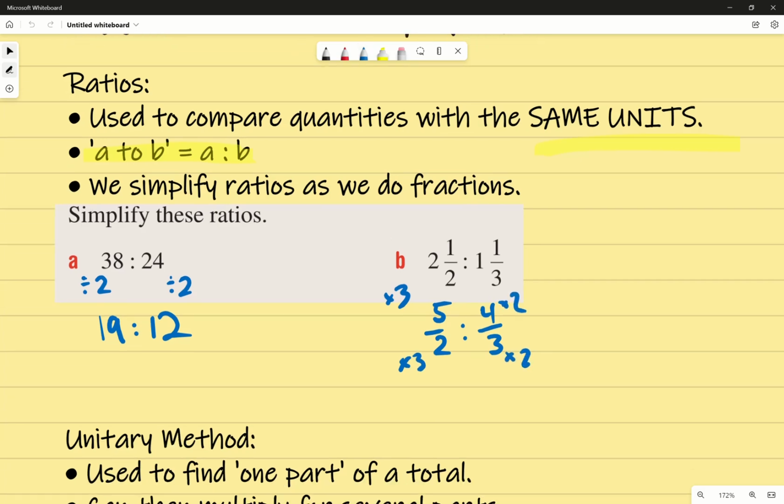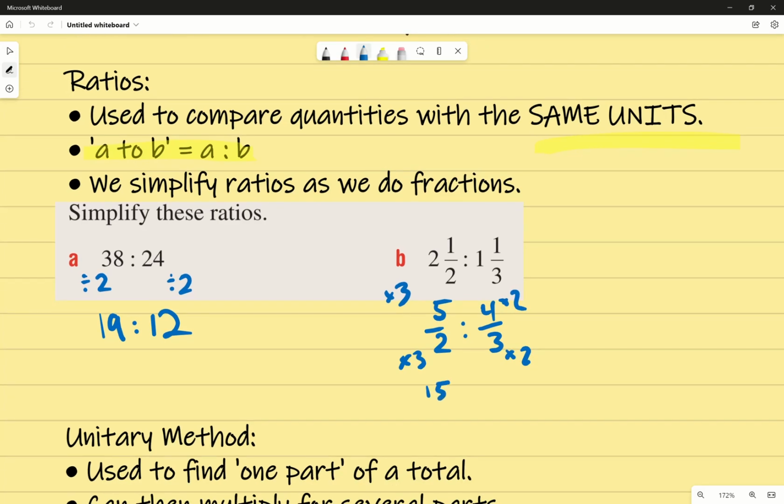So on the left-hand side, it's 15, because that's 5 times by 3. And the bottom, it's over 6. Is that the same fraction as it is on the left-hand side? Yes, it is, great. I'm going to do the same thing on the right-hand side, except of course I'm multiplying by 2, not by 3. So that becomes 8 over 6.